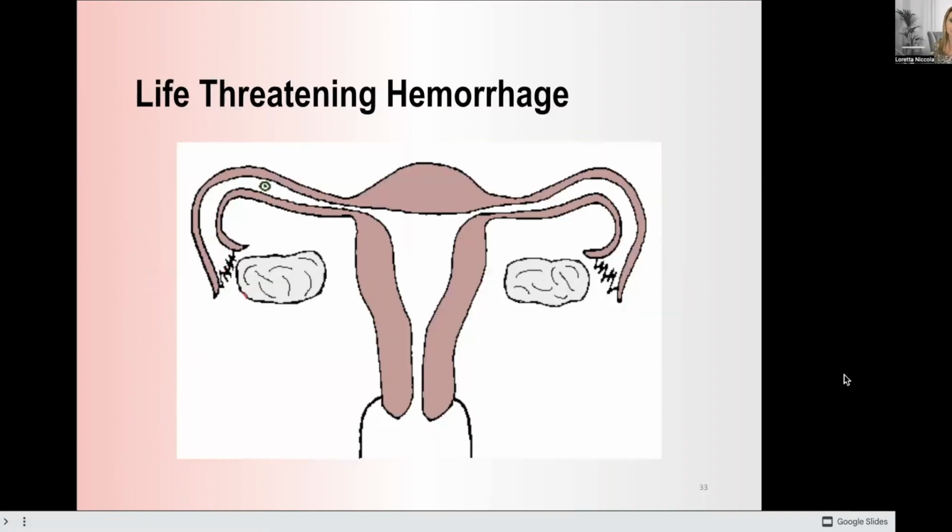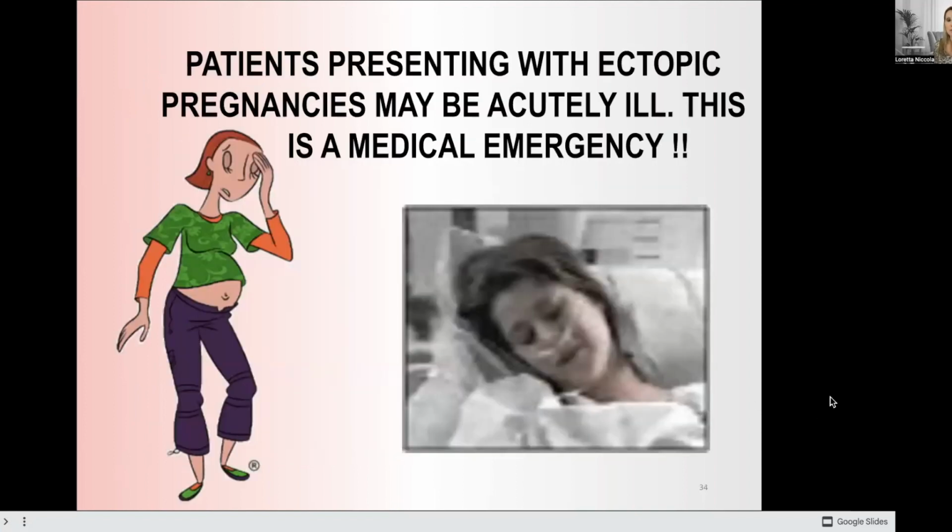So this is a little video graphic of what can happen. You see it gets fertilized in the outer third, the ampulla area, but then it gets stuck in the more narrow area of the tube. So patients that present with an ectopic pregnancy usually present acutely ill. They're sick, they're nauseated, and they're in a lot of pain. They have to walk bent over because they can't stand up straight, or they get taken in via wheelchair. So this is a medical emergency.